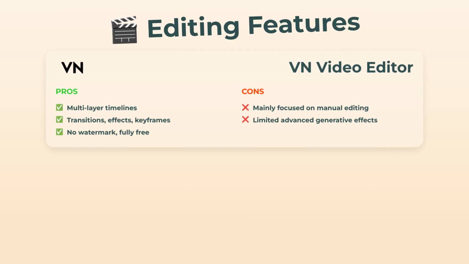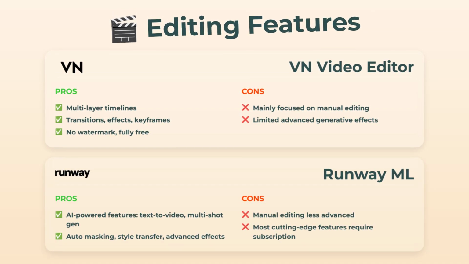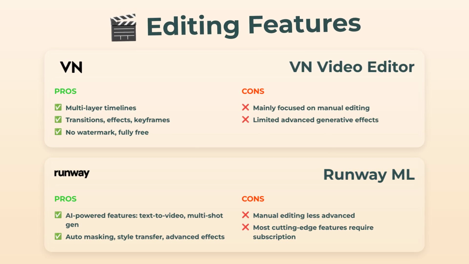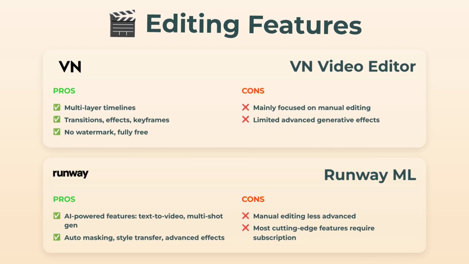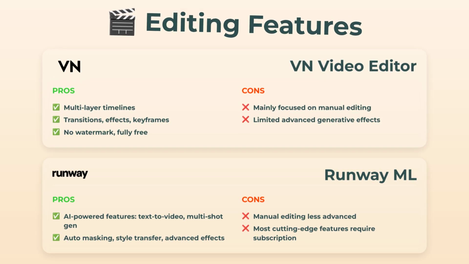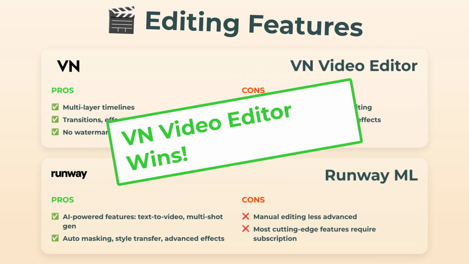Now, Runway ML steps in with all the wild AI-powered tricks you've been seeing everywhere. Text-to-video, multi-shot generation, auto-masking, style transfers, all the eye candy effects. But look, if you want that good old manual editing power, it's kinda less advanced. Also, most of those jaw-dropping features, yeah, they need a subscription. So, for straight-up editing chops, VN Video Editor quietly takes the win in this category.